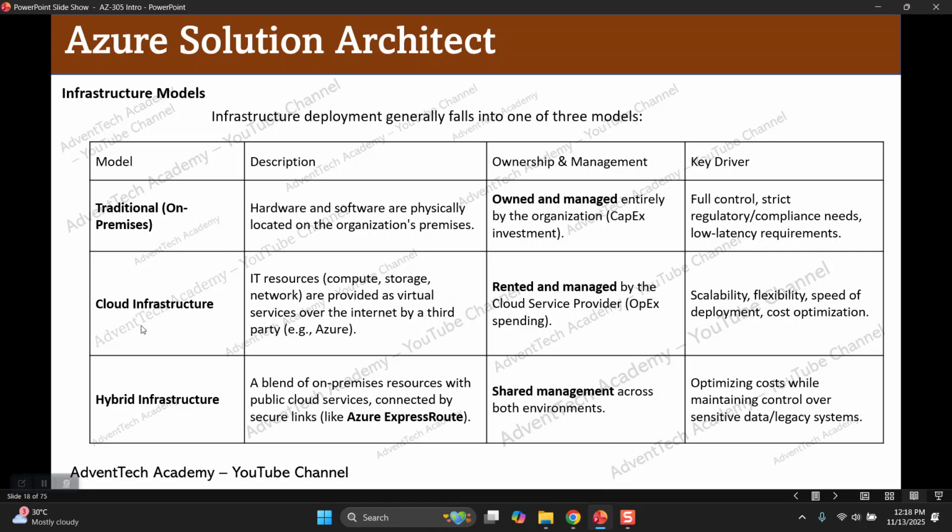Next one is cloud infrastructures. Nowadays, most of the companies are migrating their resources to the cloud. They have compute resources like VMs, apps, databases, and storage resources, networks like NSG, ASG, load balancers, Azure firewalls.